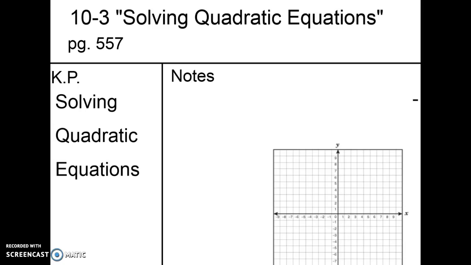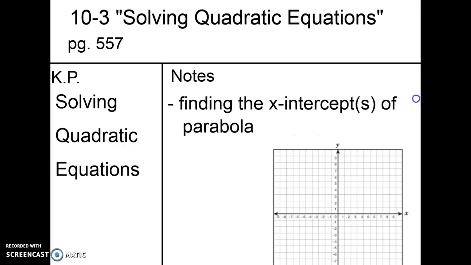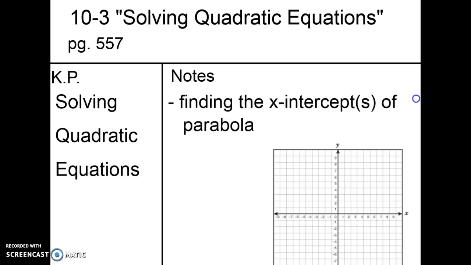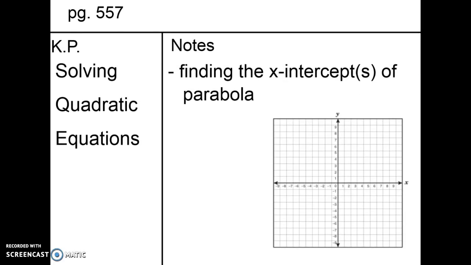I've added this slide in from past years. We didn't have this slide before, but here, solving quadratic equations is just finding the x-intercepts of a parabola. That's the main definition of what you're doing. If you have a parabola and are asked to solve it, you're just finding exactly where the parabola crosses the x-axis, which are your x-intercepts. This simple definition seemed to hit home with a lot of students last year, so I decided to add it in.